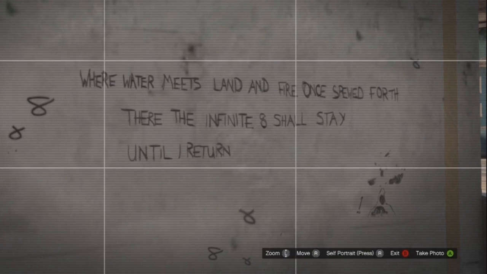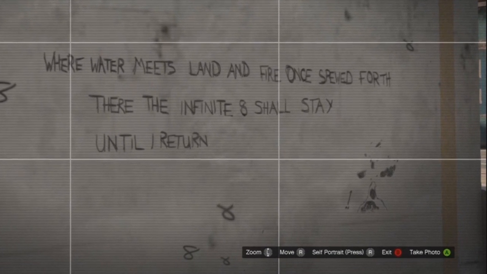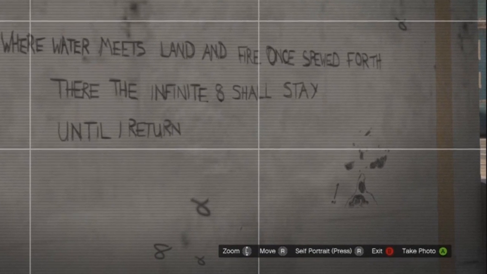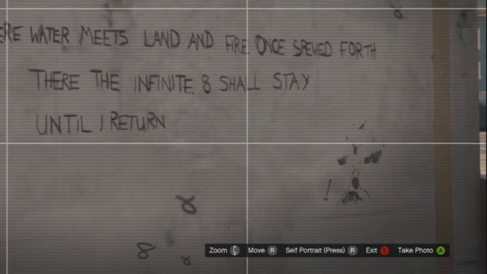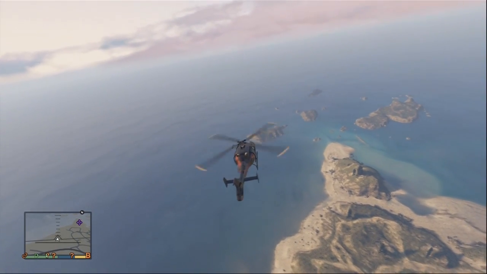The drawing also shows that this land formation where the water meets the land and fire once spewed forth is located towards the north. This drawing looks very similar to a land formation that is in Plateo Bay, so let's go check it out now. Alright, so here it is, and does it not look strikingly similar to the drawing?